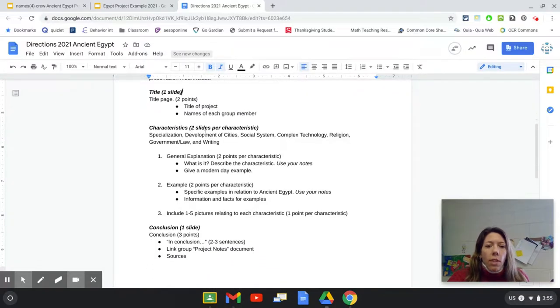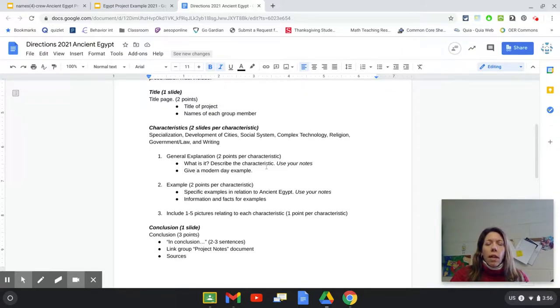You need to have all of your characteristics listed, and not just listed, but you need to talk about what is the general explanation of your characteristic. For example, if you had specialization and you're sitting at dinner with your grandma, and your grandma says, "What do you mean specialization? What are you talking about? Can you describe that to her?" Please put that in one of your slides.